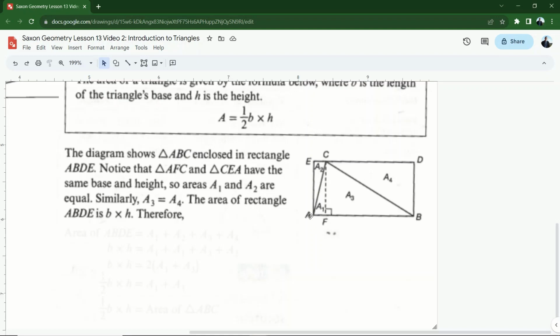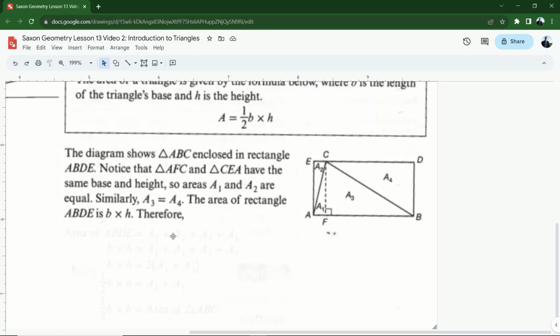So the bases are the same length, the heights are the same height, so therefore the areas, if the base and the height are the same, the areas have to be the same. The area of triangle 1 and triangle 2 are the same. And the same is true for triangles 3 and 4. Bases, same length. Height is exactly the same. So the base times the height times 1/2 is going to give us the same area. So A1 and A2 are equal areas. A3 and A4 are equal areas.